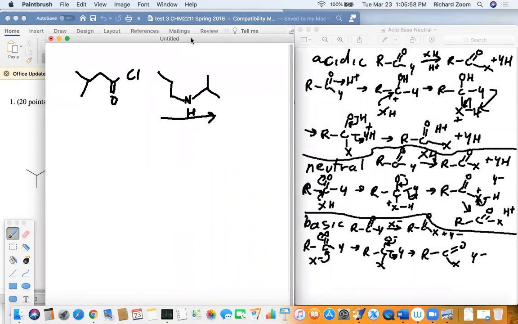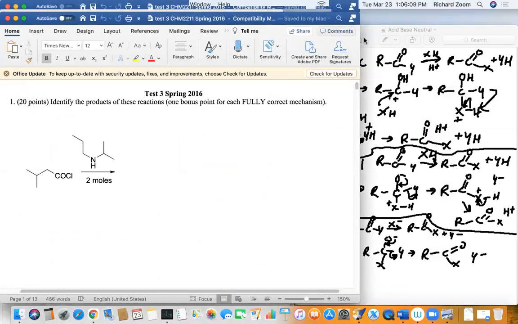I'm telling you it's neutral. Now you just have to figure out what the X and Y are, and then what the product would be. Is 2 moles, it says there. Well, don't worry so much about the 2 moles, but just go through and see if you can figure out the product.